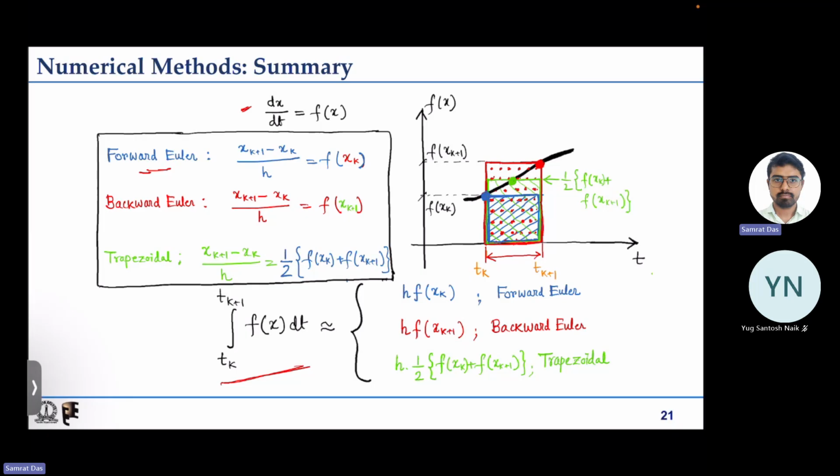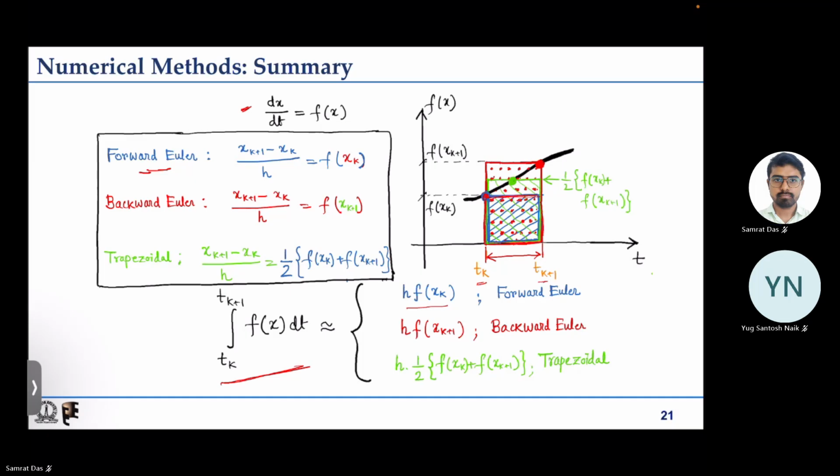Based on that, there are several numerical methods defined. The first one is forward Euler, where the present instant value of f(x) will be carried forward and assumed to be the value of f(x) for the h duration. In that case, the integration of f(x) from t(k) to t(k+1) will be nothing but the blue hatched area, where h is the horizontal one and f(x(k)) is the vertical one. So this is the integration value.